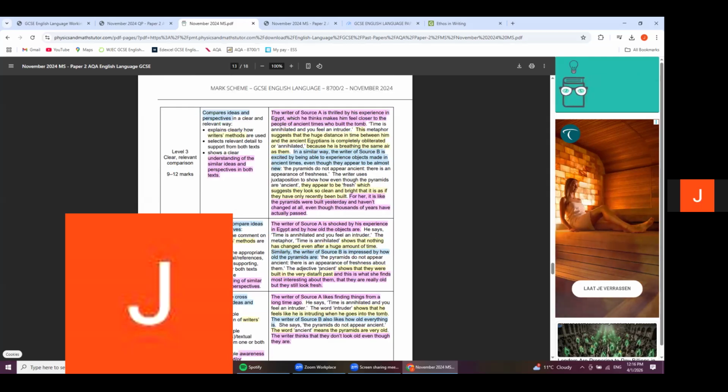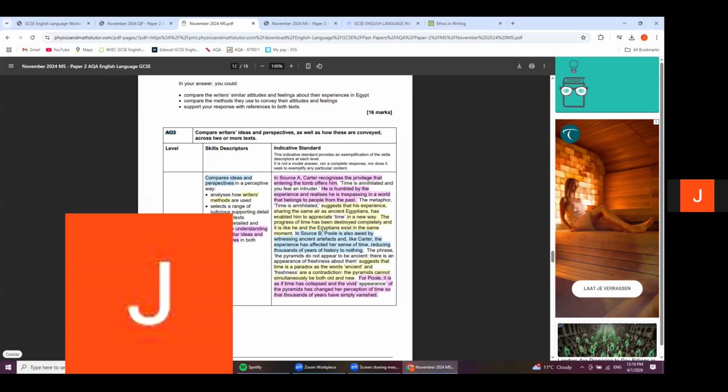But if we compare this to the top level, if we compare this to level 4, the student compares ideas and perspectives in a perceptive way. So they analyze how writers' methods are used, select a range of judicious supporting details from both texts, and show a detailed and perceptive understanding of the similar ideas and perspectives in both texts. So for a maximum of 20 marks, we would be looking for a response similar to this.